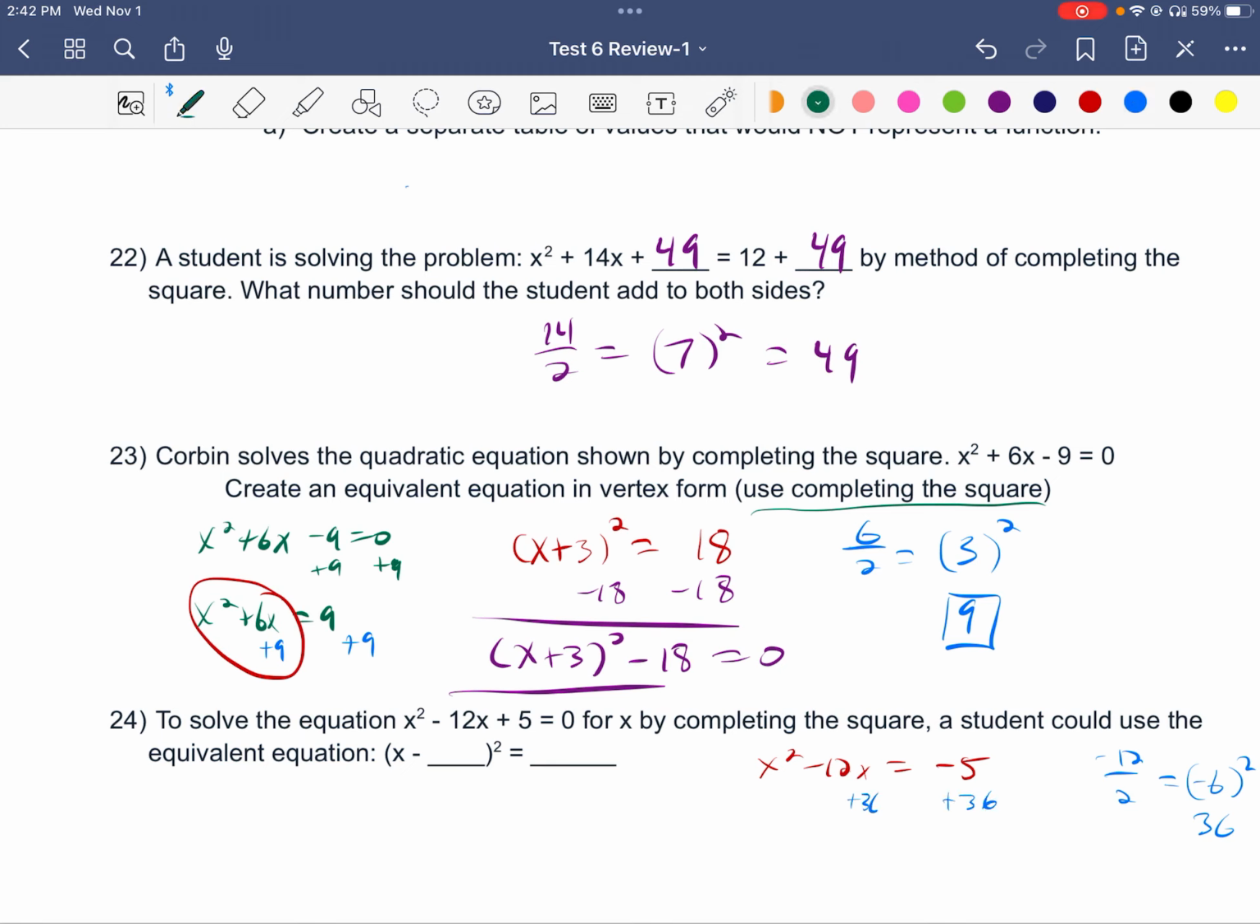All right, again, the reason I added 36, that creates a perfect square trinomial. It's going to factor to x minus 6 times x minus 6. On the right side, -5 plus 36 is 31. So we can see here, this x squared minus 12x plus 5 is the same thing as x minus 6 squared equals 31. From there, you could solve for x and get the x-intercepts. You could move the 31 back over, get it in vertex form, but it just wants us to understand and create that equivalent expression.